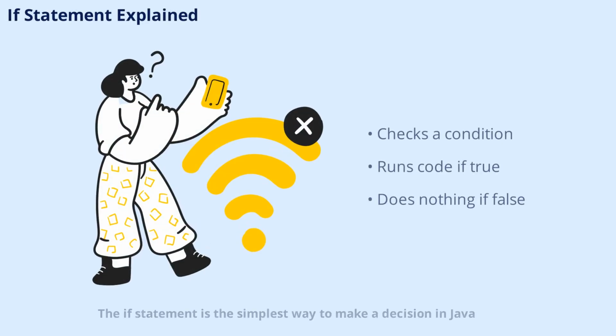The if statement is the simplest way to make a decision in Java. It checks if a condition is true, and if it is, it runs a block of code. For example, if Java the robot sees a red light, he stops. If the light is green, he goes. In code, it looks like this: if light is green, go. It's like asking a question: is the light green? If yes, then go. If not, do nothing. Let's watch Java the robot at a traffic light to see this in action.